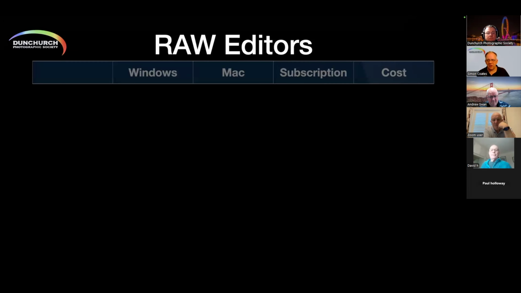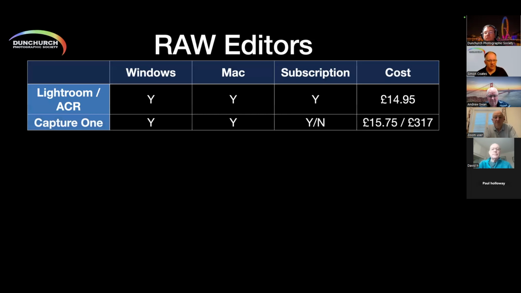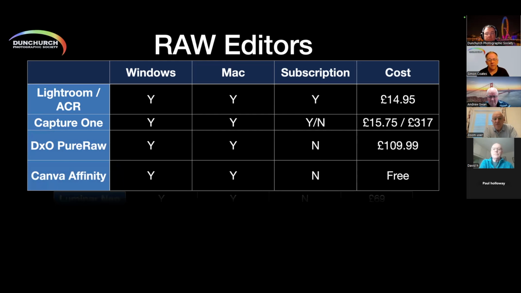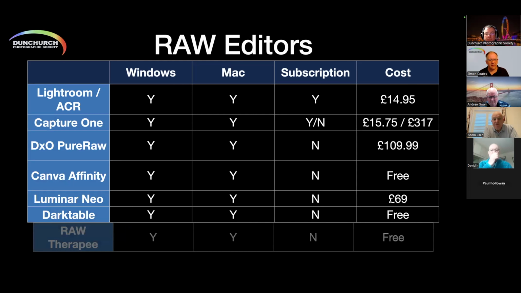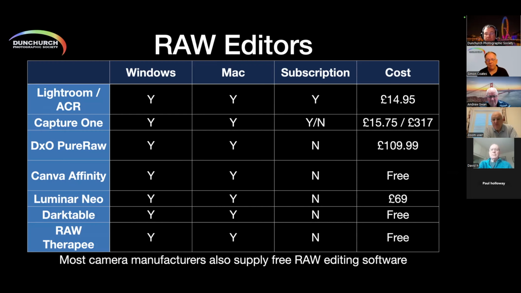I did a spot of research, and there's a whole bunch here of different raw editors, varying in price from 15 quid a month. These are all available for both Mac and for PC. Capture One is the oddity in that you can pay either £15.75 a month, or you can pay £317 for a perpetual license. Most camera manufacturers will also supply a free raw editing software. But it's, in my experience, at least with Nikon, cumbersome and slow.